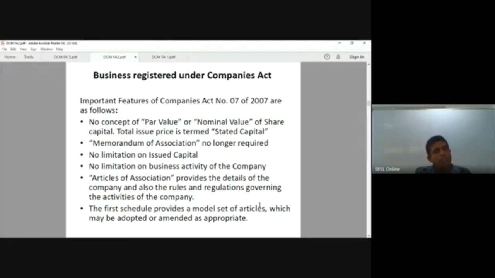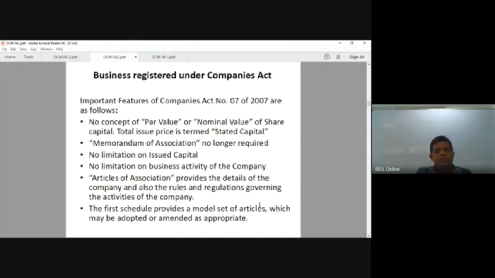Then under the previous Company Act, there were two main documents, that is the Memorandum of Association and the Articles of Association, right? When you want to register a company, those two documents have to be submitted to the Registrar of Companies. The Memorandum of Association includes all the objectives of that company. What are the areas we are going to do our business in? Those are called the objectives of the business. Then the articles state the powers, rules and other regulations of that particular entity.